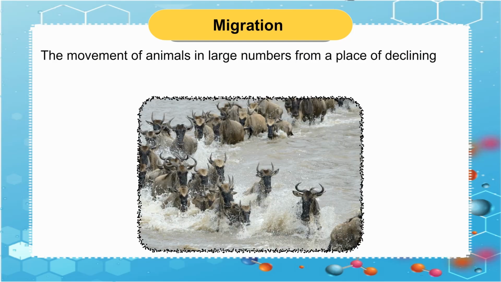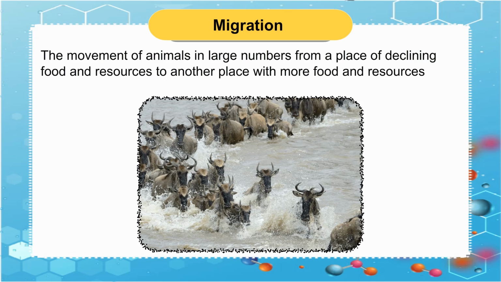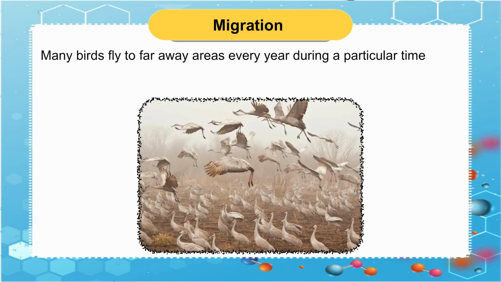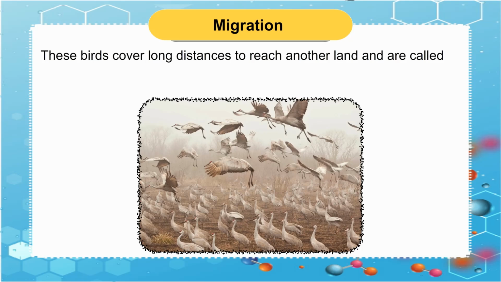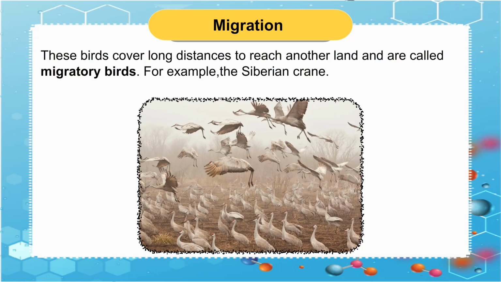Migration. The movement of animals in large numbers from a place of declining food and resources to another place with more food and resources during a year is called migration. Many birds fly to far away areas every year during a particular time because of climatic changes. They fly for laying eggs as the weather in their natural habitats becomes unsuitable. These birds cover long distances to reach another land and are called migratory birds. For example, the Siberian crane.